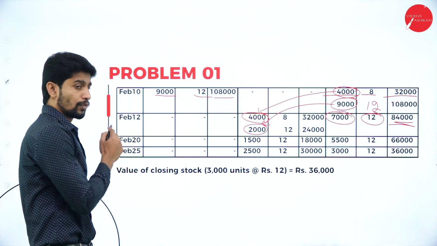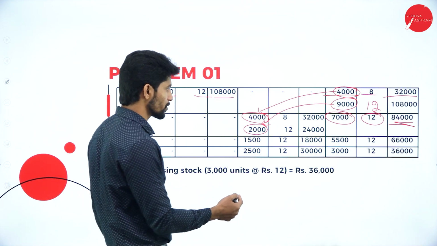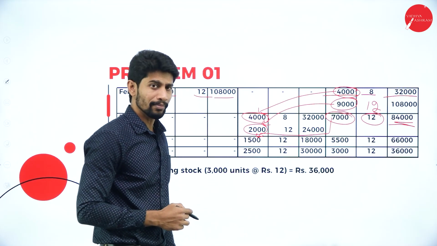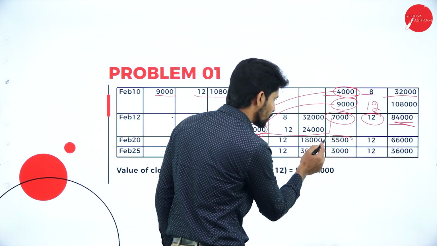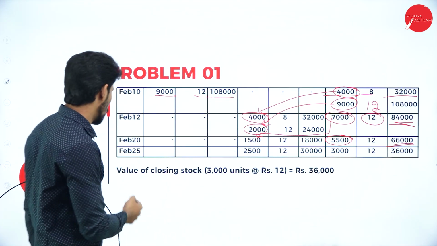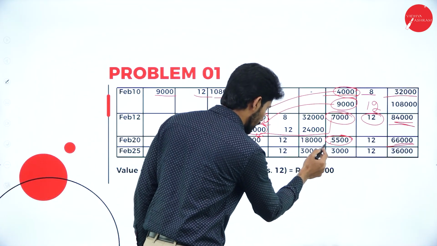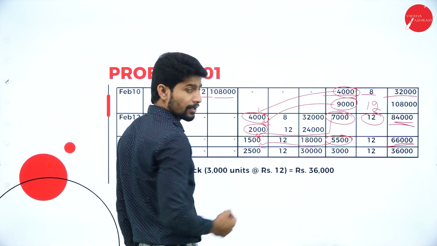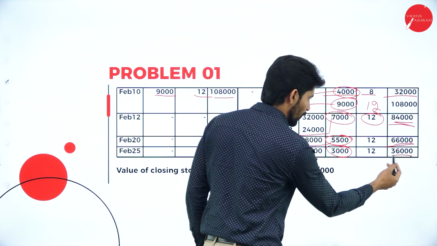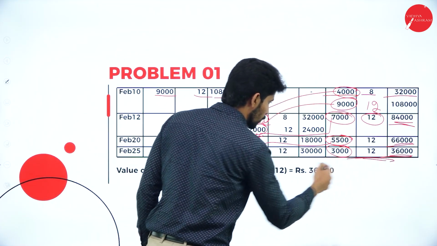Next one, 20th Feb. Again we issued 1,500. So issue 1,500 from this 7,000. You will get balance 5,500. 12 rupees, 66,000. Again on 25th Feb. How much you issued? You issued 2,500. So issue 2,500 from 5,500. Balance you will get 3,000 and the value is 36,000. So for 25th Feb the entry will be closed.